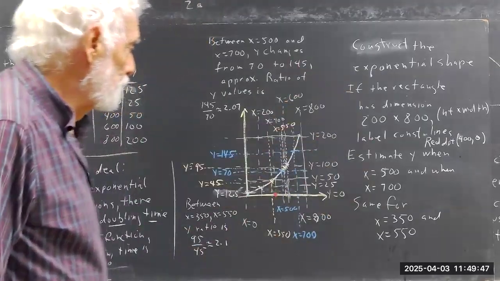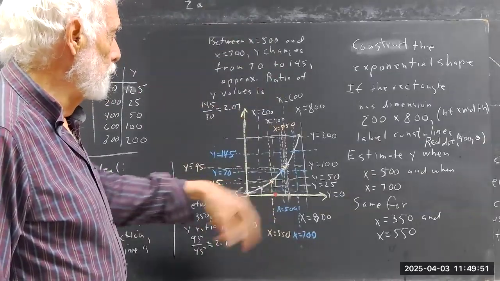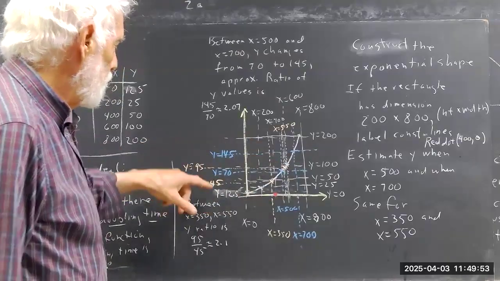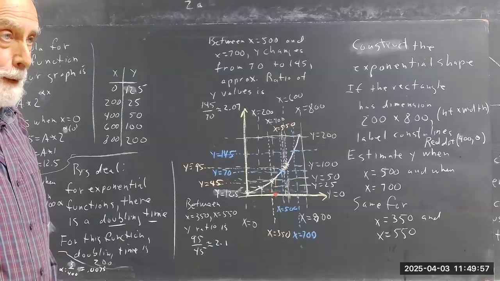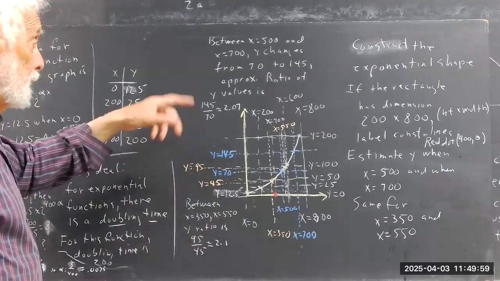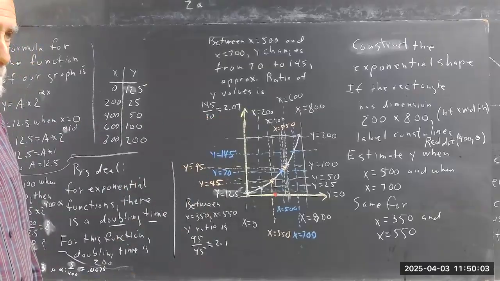So we make the estimates. We draw the x equals 500 line, the x equals 700 line. There they are in blue. And here are the horizontal lines. And we estimate y equals 70 and y equals 145. Okay. Then I ask for the ratio, which is 2.07. Okay.